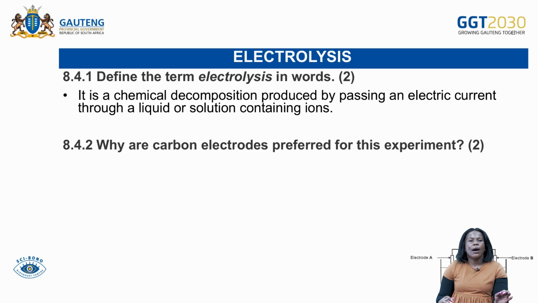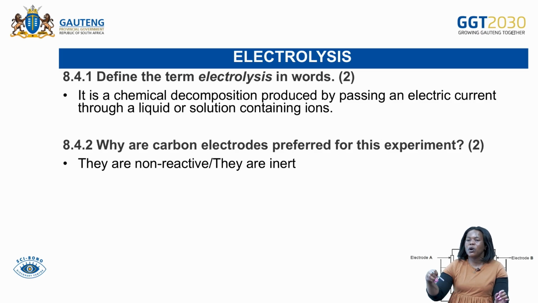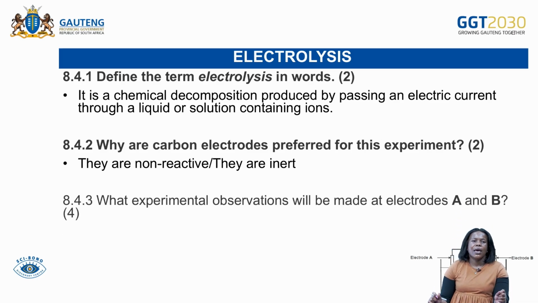8.4.2. Why are carbon electrodes preferred in this experiment? Why would we prefer carbon electrodes specifically on this one? It's because they are non-reactive. They will not jeopardize our reaction. They will not get involved in our reaction. We just want electrodes that will be inert, non-reactive in the experiment. They will not react with the salt solution, jeopardizing the whole experiment.